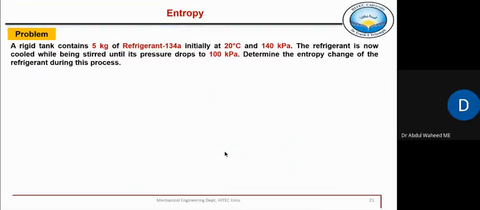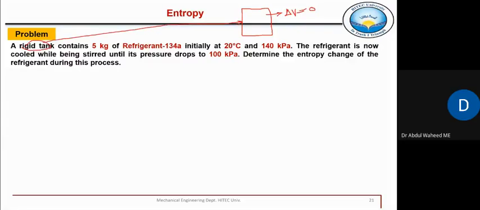Okay, so let's start that numerical. A rigid tank contains 5 kilograms of refrigerant 134A. A rigid tank, we already know, is a tank whose volume is fixed and cannot be changed. So delta V will be equal to 0. That is the meaning of a rigid tank.